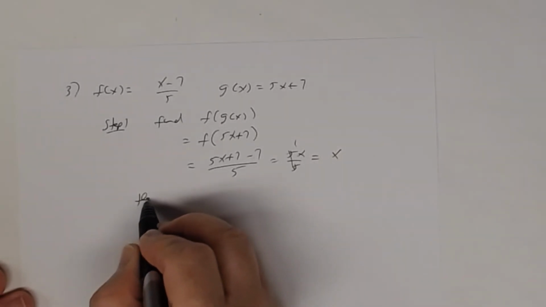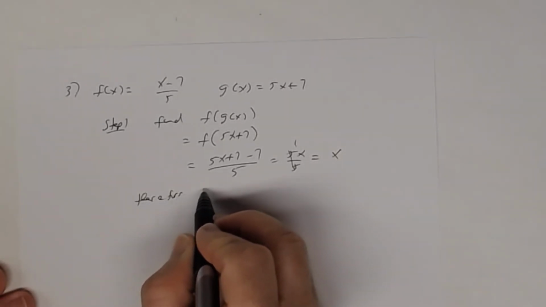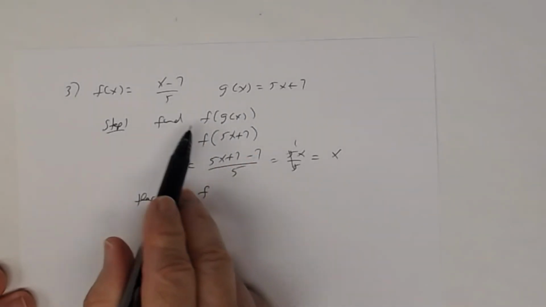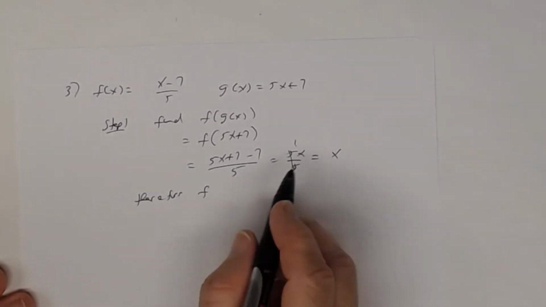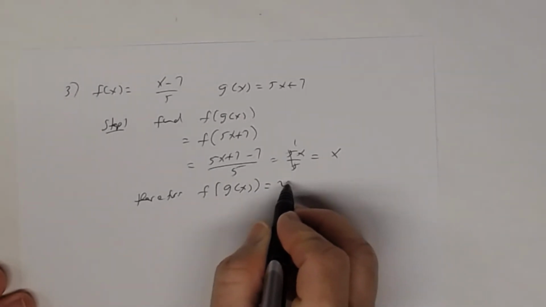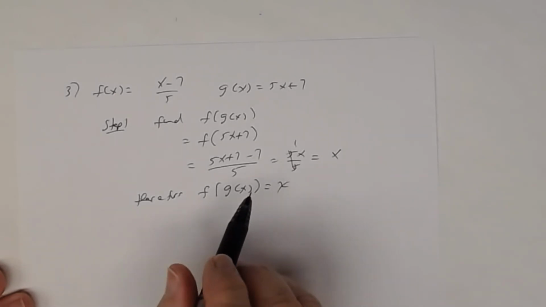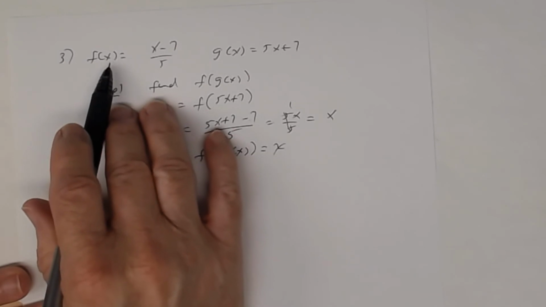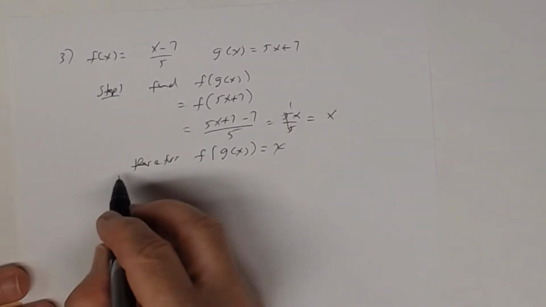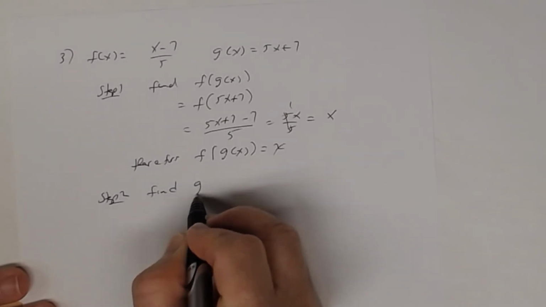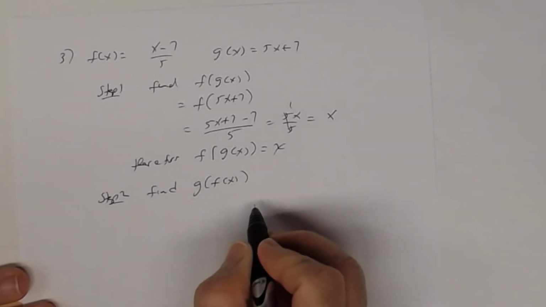So therefore, what you found is that when you take g of x and substitute into f of x, you're always going to get x back. So f of g of x is equal to x. So they undo each other. But remember, you got to also take f of x and substitute g of x. So step 2 is you have to find g of f of x.